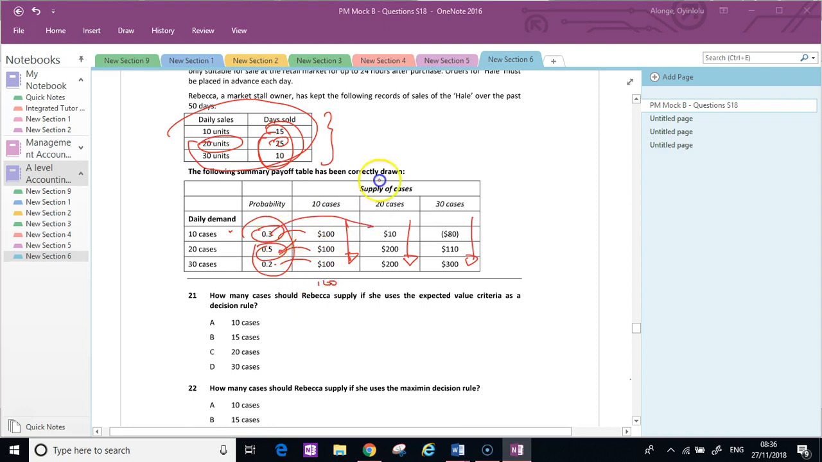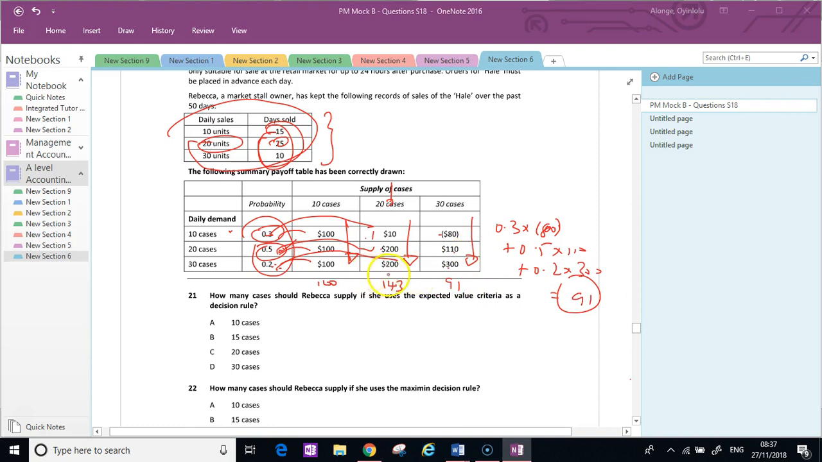When you do the same for 20 cases, you will have 0.3 times 10 plus 0.5 times 200 plus 0.2 times 200, and that gives you the happy number of 143, right? And then if you do 0.3 times minus 80, 0.5 times 110, and 0.2 times 300. So literally, what am I saying? 0.3 times minus 80 plus 0.5 times 110 plus 0.2 times 300, and that gives us a happy figure of 91.